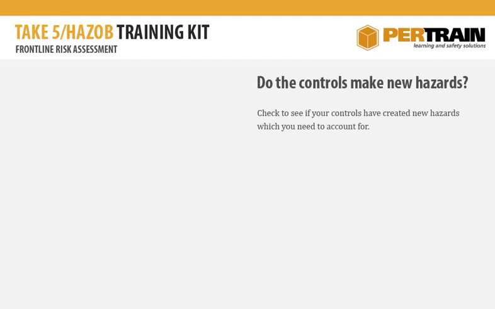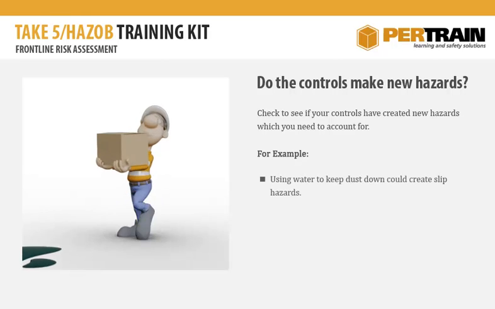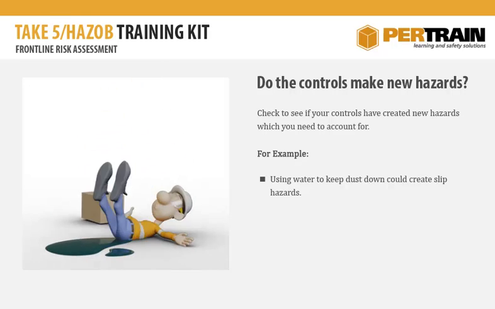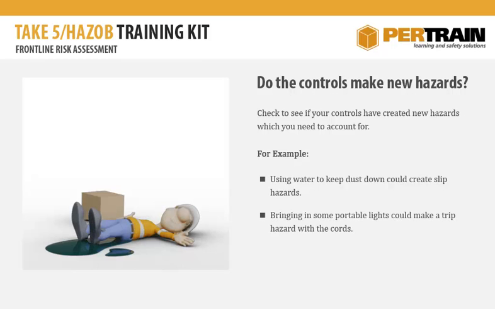Do the controls make new hazards? Check to see if your control measures have created any new hazards. For example, using water to keep dust down could create slip hazards. Bringing in some portable lights could make a trip hazard with the cords. Wearing full welding PPE could cause dehydration or heat stroke.